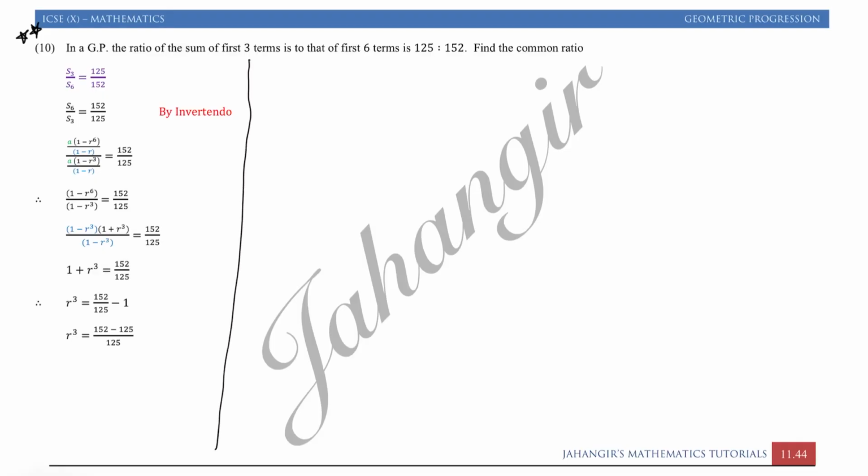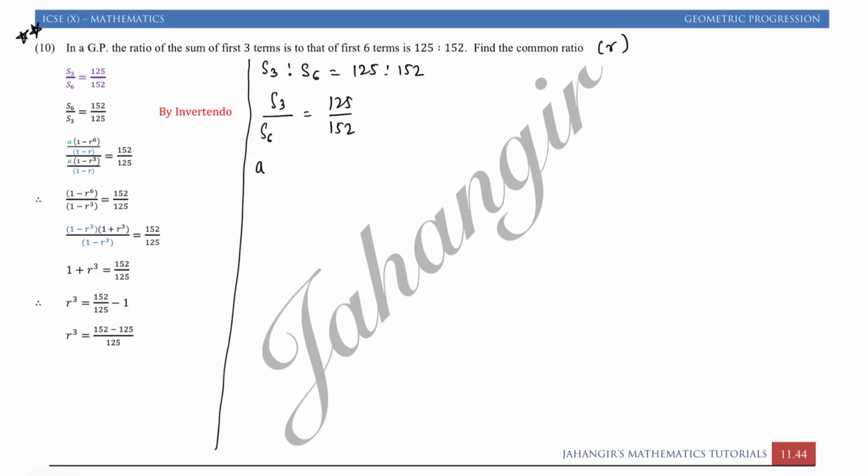In the GP, the ratio of S3 to S6 is equal to 125 is to 152. So if I am writing S3 upon S6 is equal to 125 upon 152, we have to find the common ratio. So here I don't know whether R is greater than 1 or R is smaller than 1. You can use any formula as per your wish. So here what I will use, see here I had used when R is smaller than 1. I got the answer. Now on the right side I will use the formula of R greater than 1.